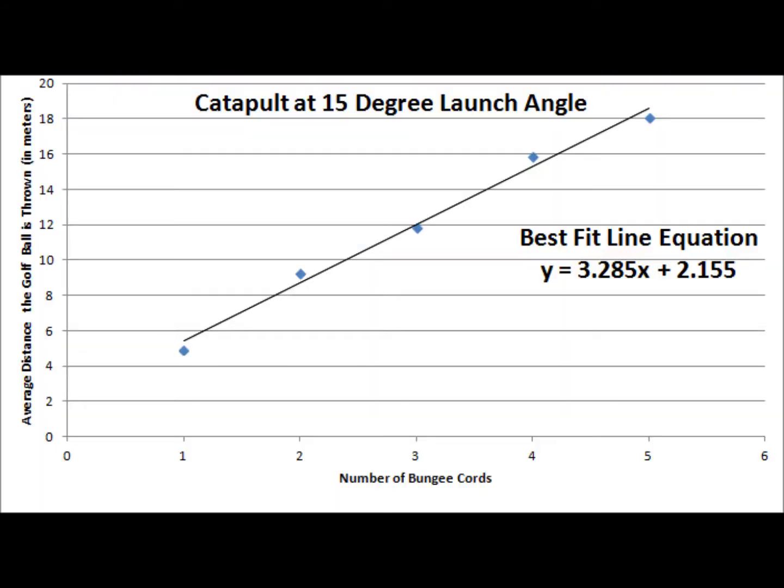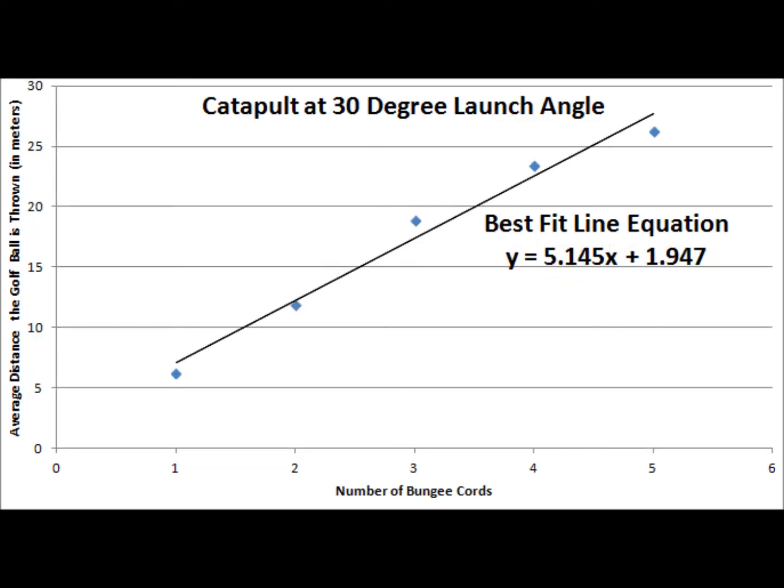This is our first graph for the catapult launching with a 15-degree launch angle. The data was relatively linear and the equation for the best fit line was y equals 3.285x plus 2.155. The minimum distance launched was when we had one bungee cord and that distance on average was 4.95 meters. The maximum distance launched was when we had 5 bungee cords and on average that distance was 18.08 meters.